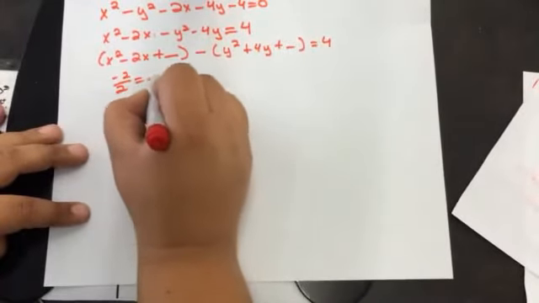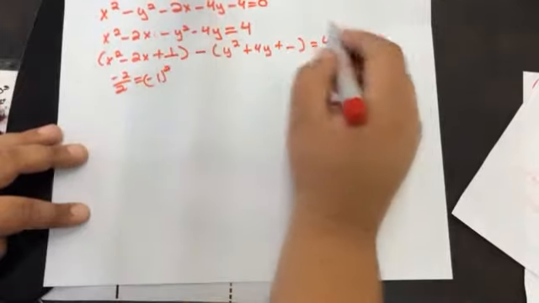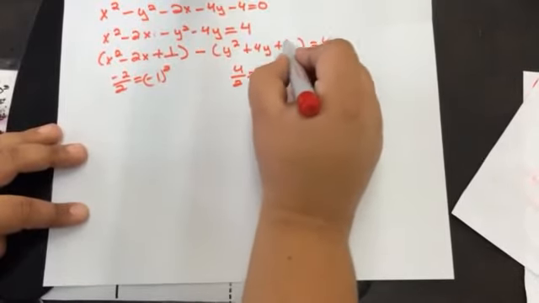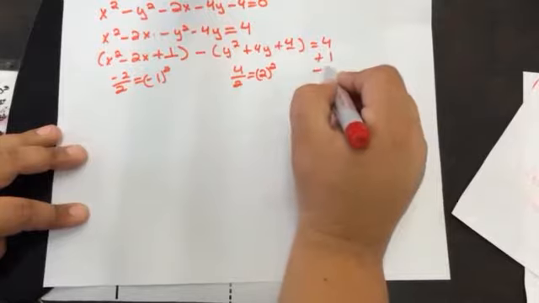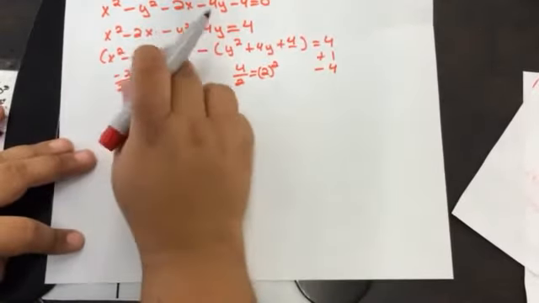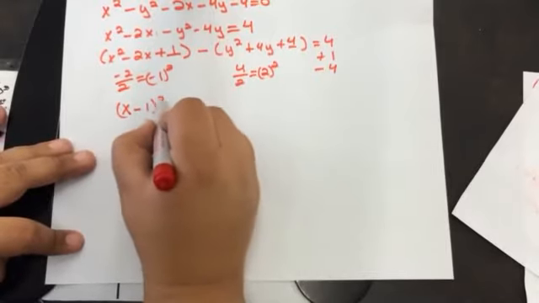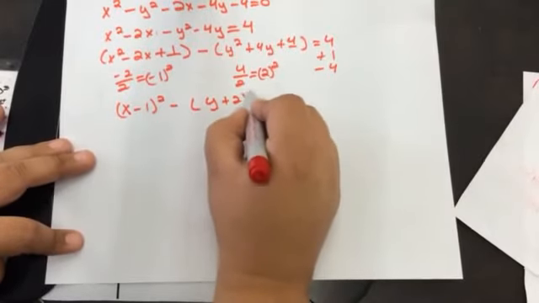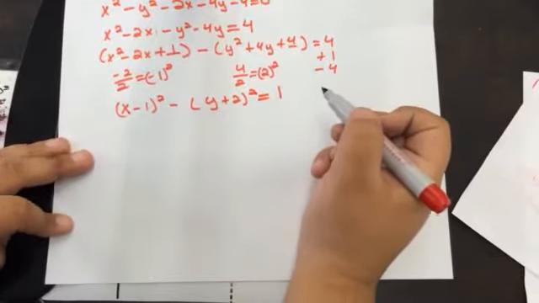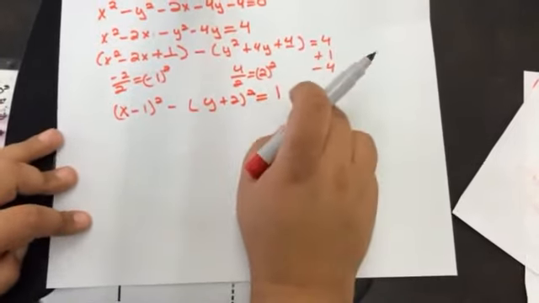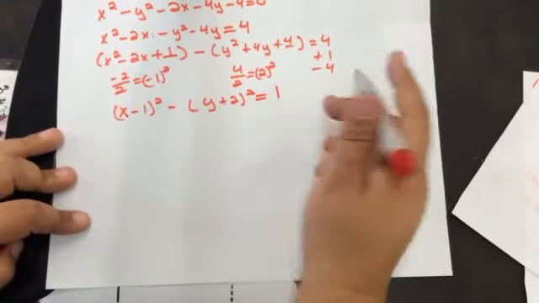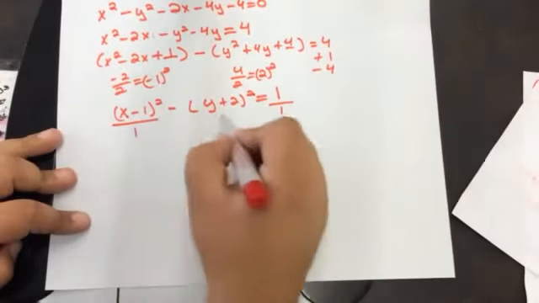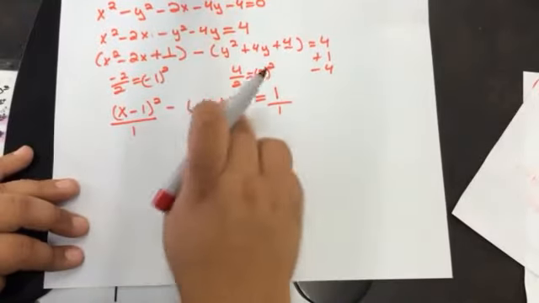So negative 2 divided by 2 is going to give us negative 1. Squared is going to give us 1. So we add 1 to the other side. 4 divided by 2 is going to give us 2. Squared is going to give us 4. 4 times negative 1 is going to give us negative 4. So then we can write it as (x minus 1) squared minus (y plus 2) squared equals 1. So it's already set at 1, and this is the same thing as dividing by 1. So then this one opens horizontally.